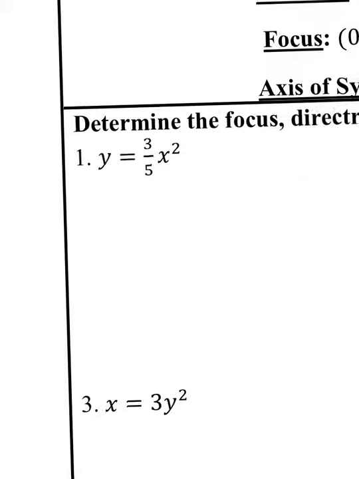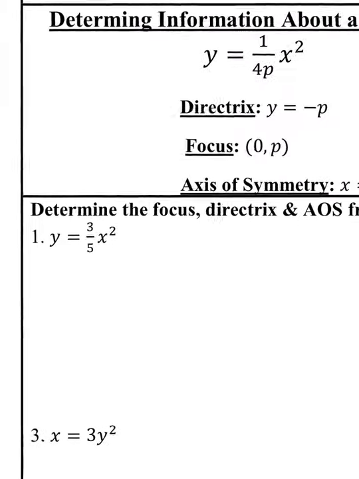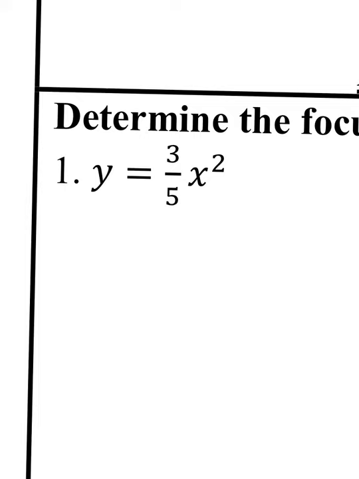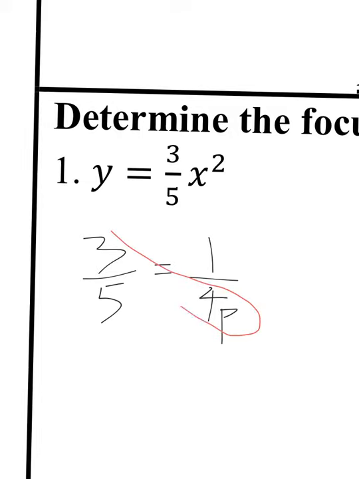So you have your equation of y equals 3 over 5x squared. But remember, the formula is 1 over 4p times x squared. So what you want to do is, if it's already in y equals or x equals, just set that number next to the x squared equal to 1 over 4p. And so in this case, if it's a fraction, you'll want to solve it as if it's like a proportion, meaning cross multiply and divide.